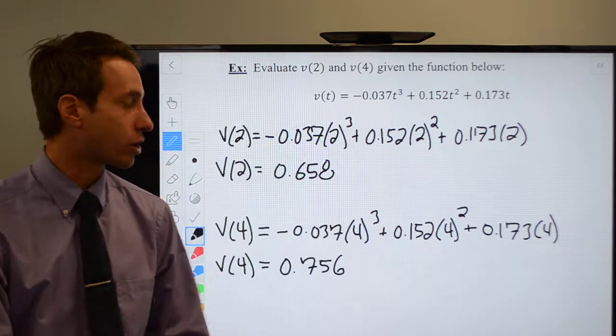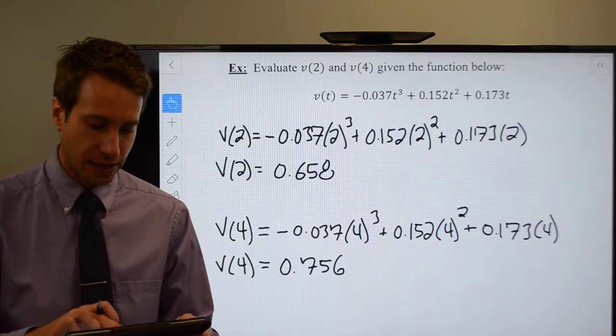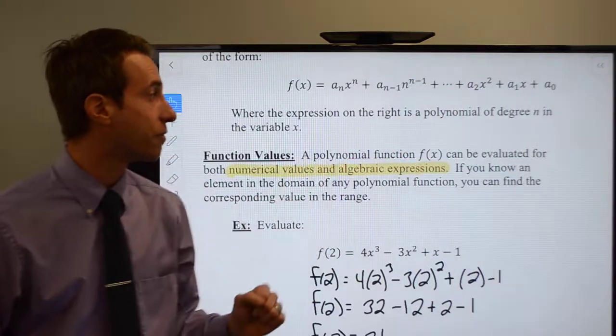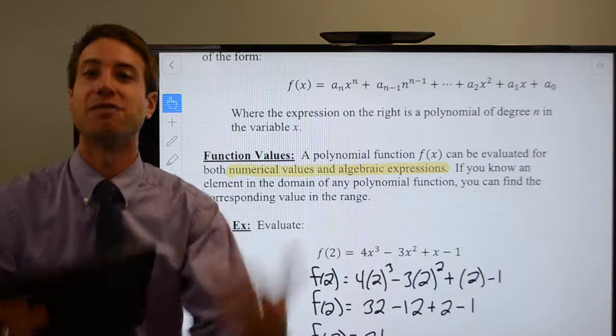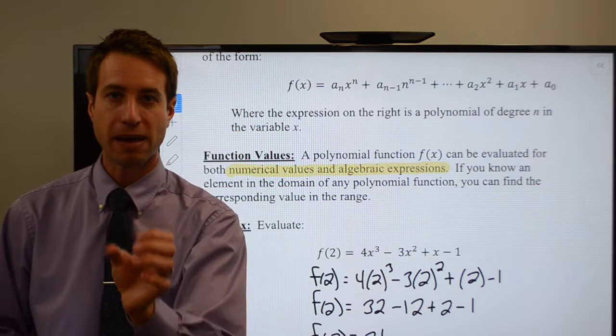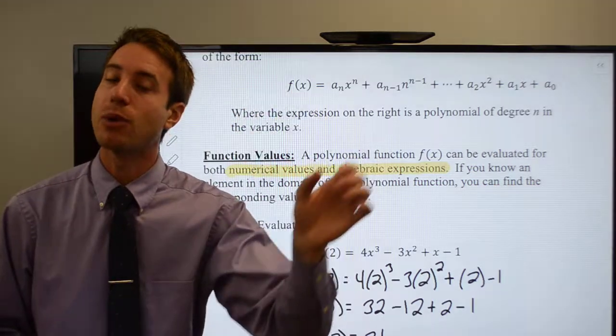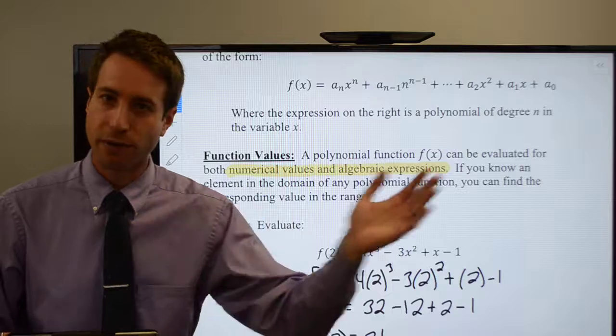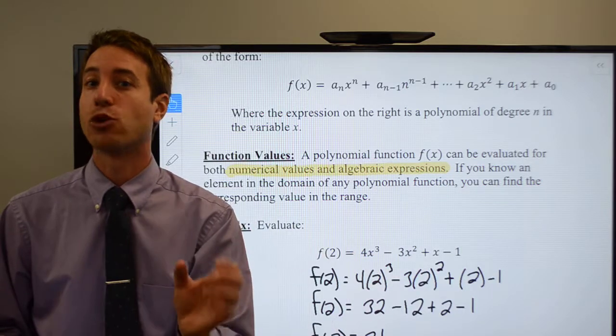So again, here's the way it works. You are going to be given some sort of polynomial. You're going to be given a polynomial function. You will be asked to evaluate that polynomial for some domain value. You take the domain value, you plug it in everywhere you have a variable, and then plug and chug into your calculator, don't fat finger something, you're going to get out your range value.